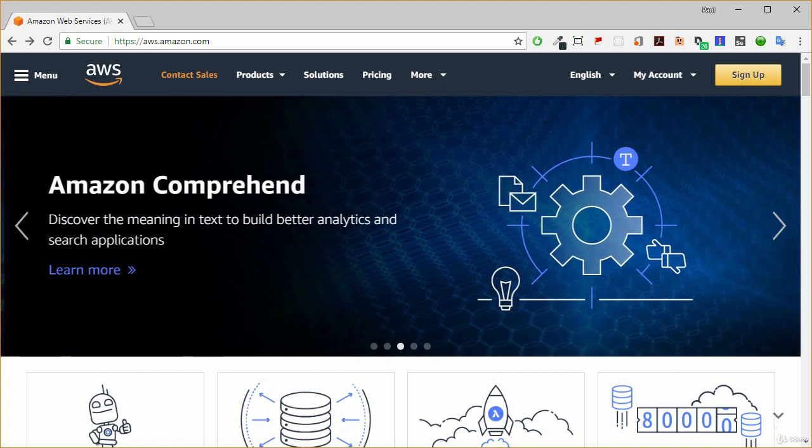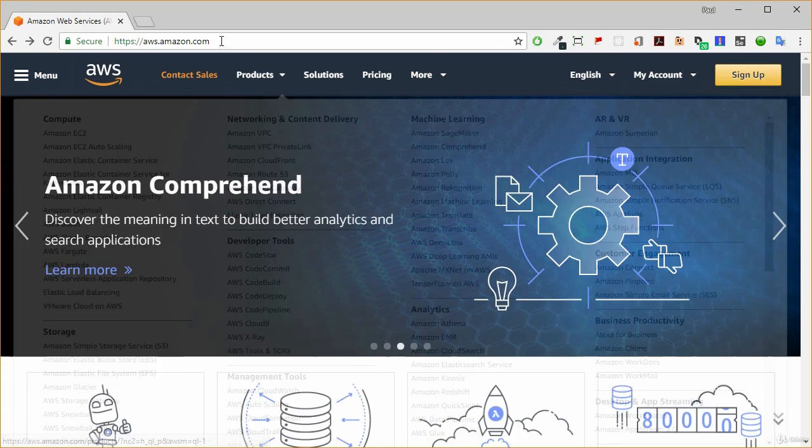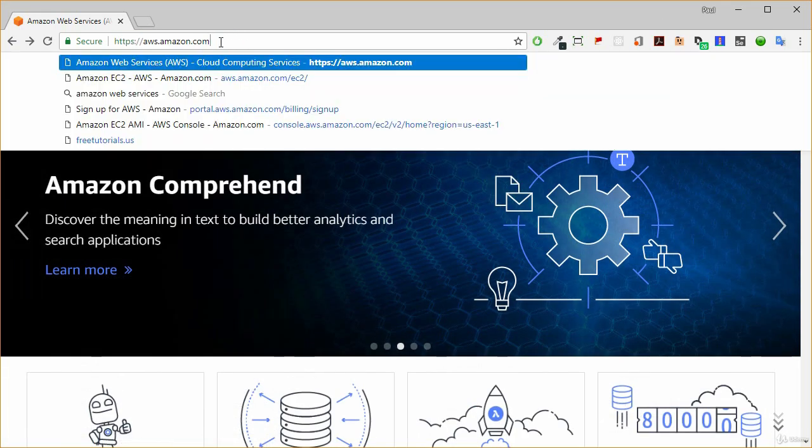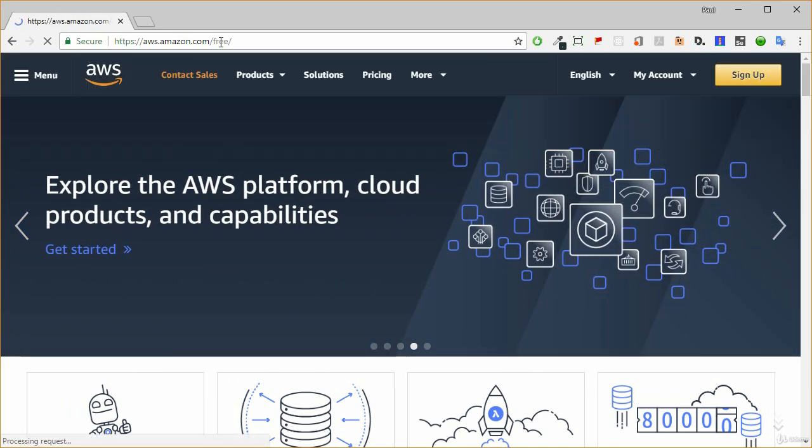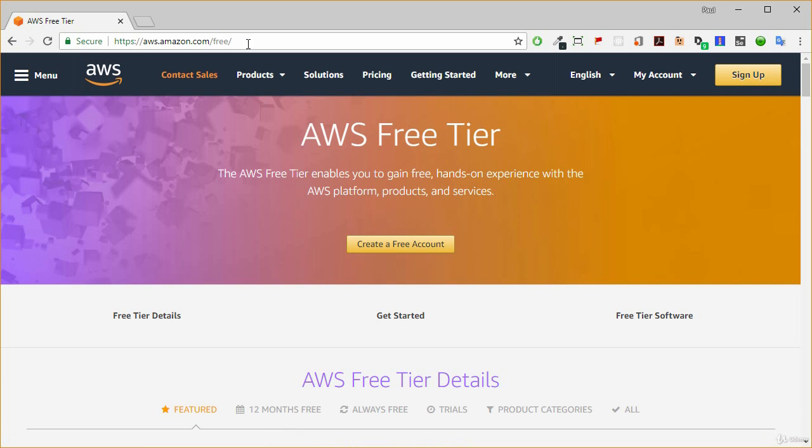So what I'd like to do now is first of all show you how to get to the AWS free tier website. So you go to aws.amazon.com, the AWS website, and it's simply /free. Now what we can see is that there are some things here that are free for 12 months, some things that are always free, and trials.